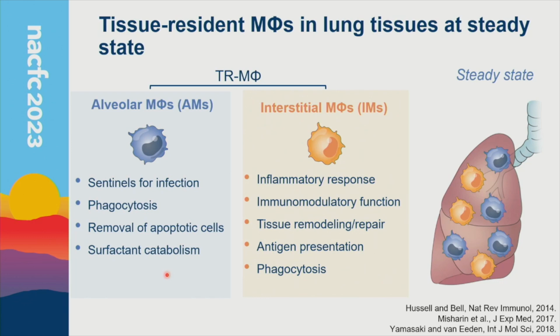In a simplistic way, at steady state, the lungs are composed of two types of tissue-resident macrophages. One is alveolar macrophages, the other is interstitial macrophages. The alveolar macrophages are the first-line defense in clearing pathogens by phagocytosis. However, less is known about the functionality of the interstitial macrophages, but it is believed that they are involved in immunomodulatory function.